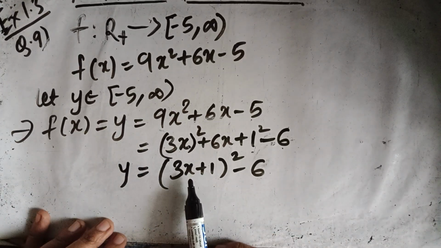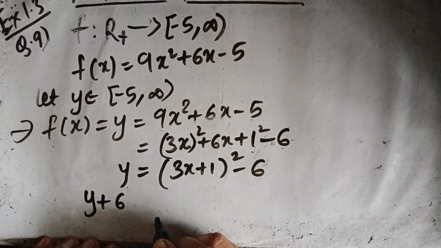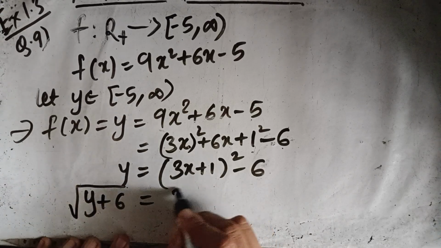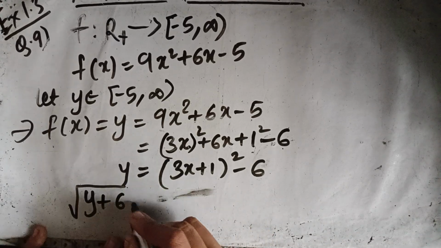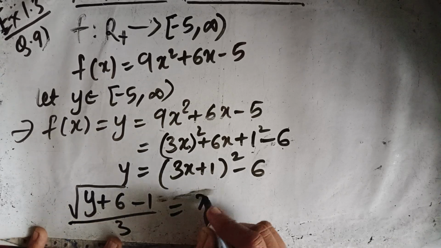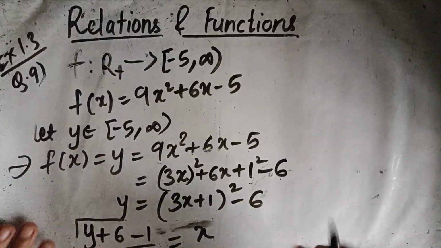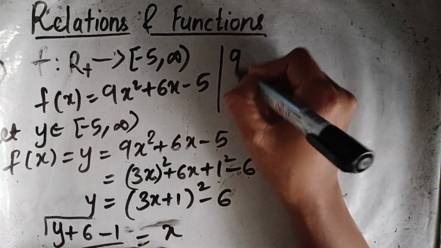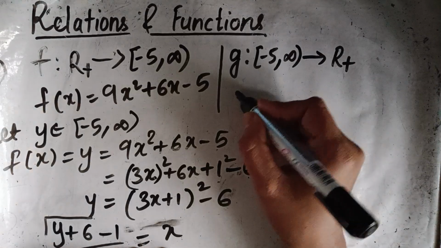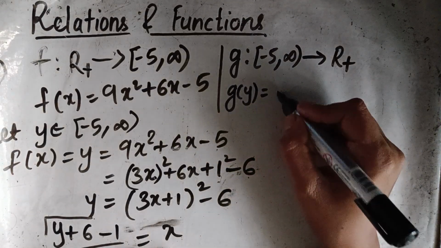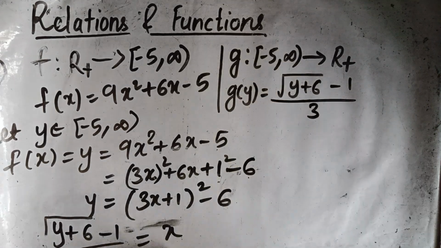We need x. That's why we are doing these things. So 6 you can take this side, so this will be y plus 6, and this will come here as root. And this is 3x plus 1. So 1 you can take this side: minus 1 upon 3. This is your x, and this function is your g of y. So G is from minus 5 to infinity to R plus, and g of y is defined as root of y plus 6 minus 1 upon 3.